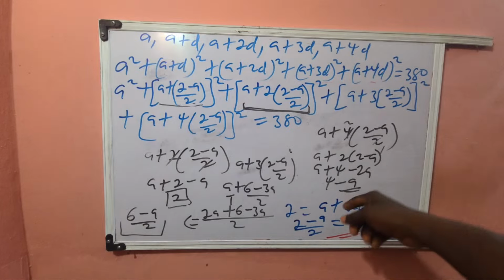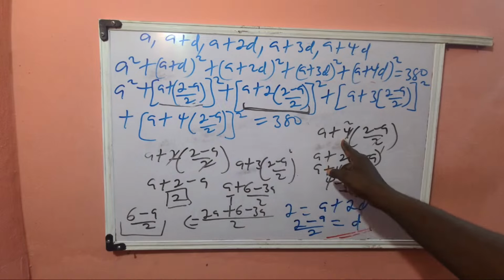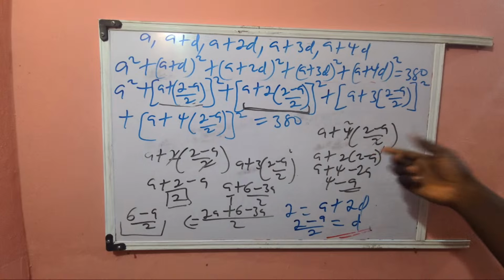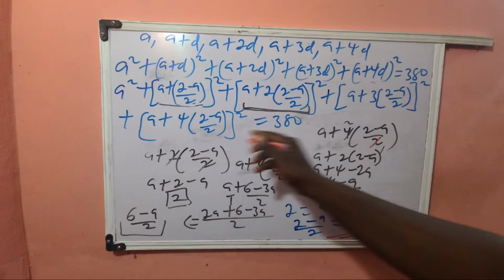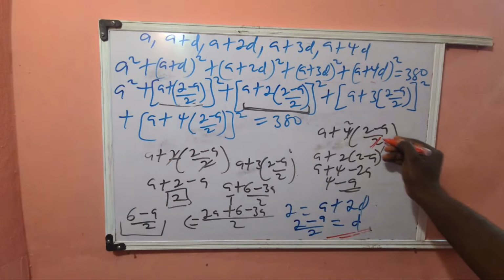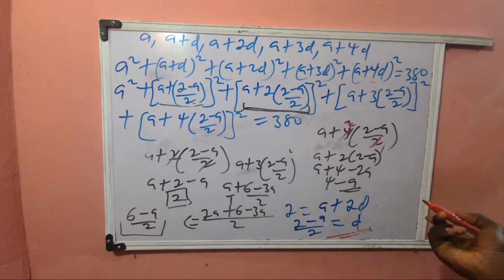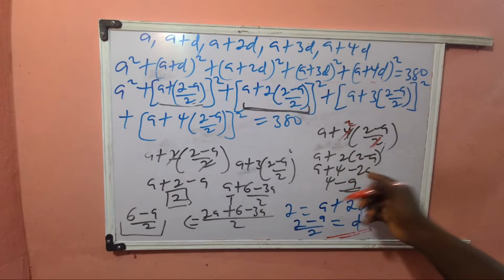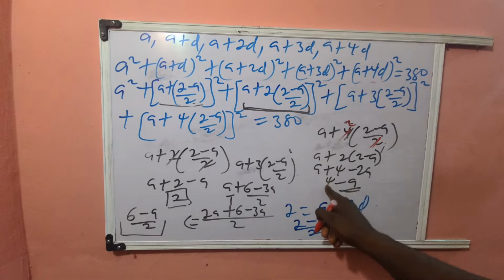I just finished resolving this one. Look at what was inside the bracket: a plus 4 into bracket 2 minus a over 2. From normal algebra, we can cut this because 2 goes into 4 two times. So I'm left with a plus 2 into bracket 2 minus a. Then a plus 2 times 2 is 4, and 2 times a is 2a, so a minus 2a is minus a, and then this is 4.